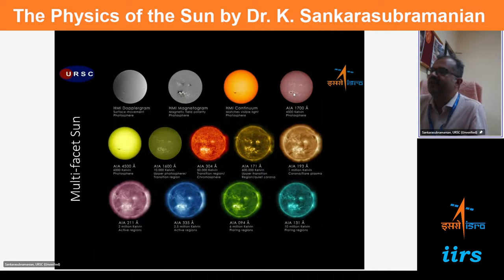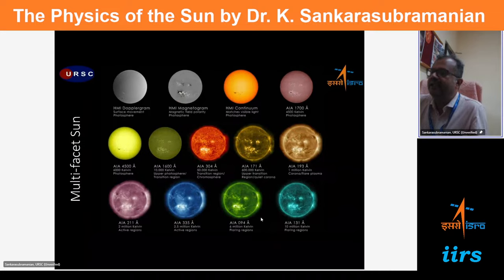And as you go to higher and higher temperature, you start to see it brightening more and more. For example, at 50,000 degree Kelvin, the sunspot, which looked like a dark region here, becomes a brighter region here. So in the high temperature regions, the magnetic field becomes brighter compared to the surrounding regions. This is at 50,000 degree Kelvin. This is at 0.6 million degree Kelvin, and this is at 1 million degree Kelvin. Then 2 million, 2.3 million, 6 million and 10 million Kelvin.